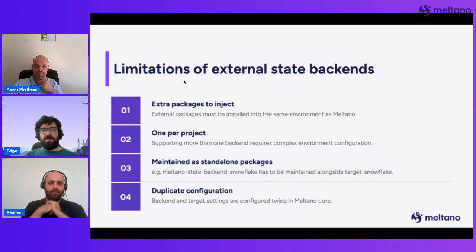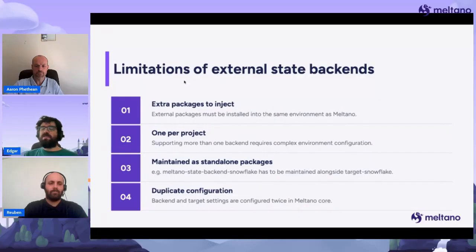And of course, there's the other issue where if you want to use the same database or warehouse as your state backend as your data warehouse, then you have to duplicate configuration between your target. So for example, your target Snowflake, you have to declare your account, your database, your role, warehouse, etc. And then you have to repeat that for the state backend. The settings might be slightly different to what the target is as well, and there's always a bit of a mapping problem involved there.